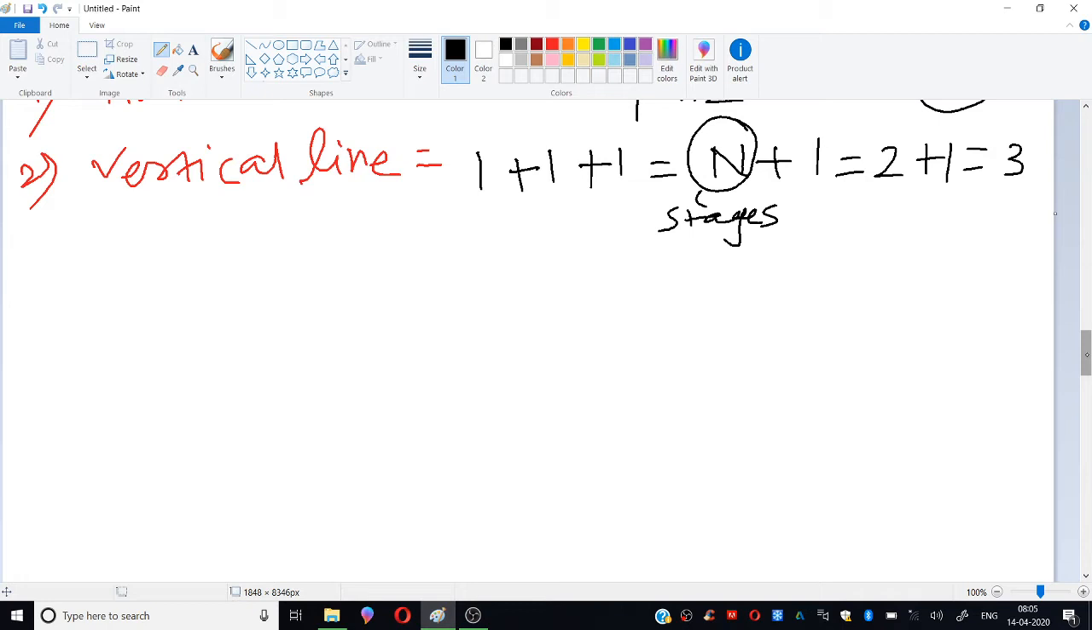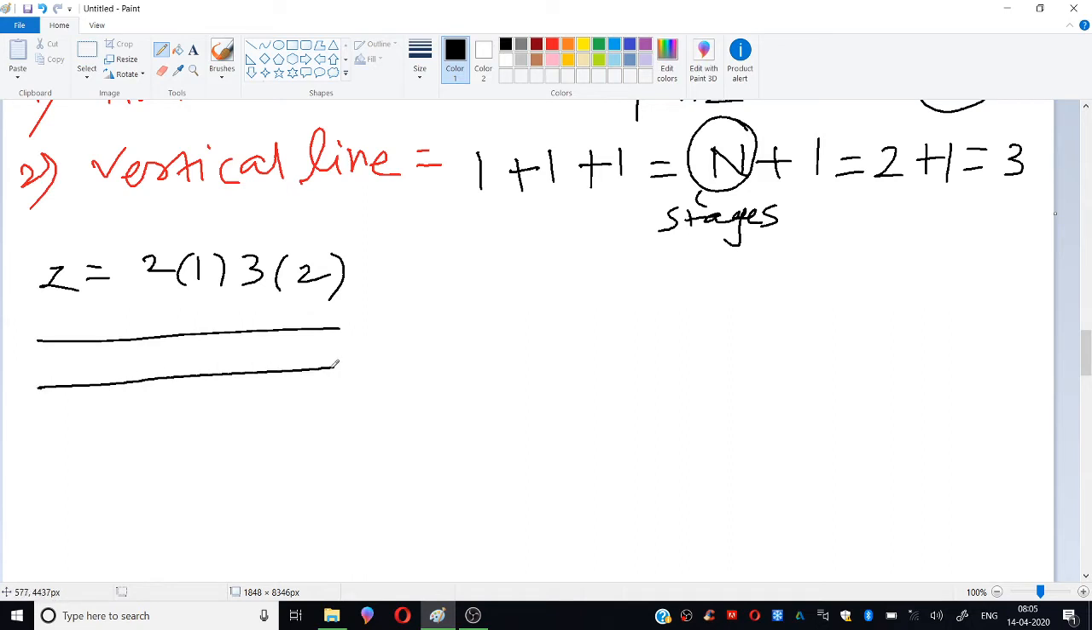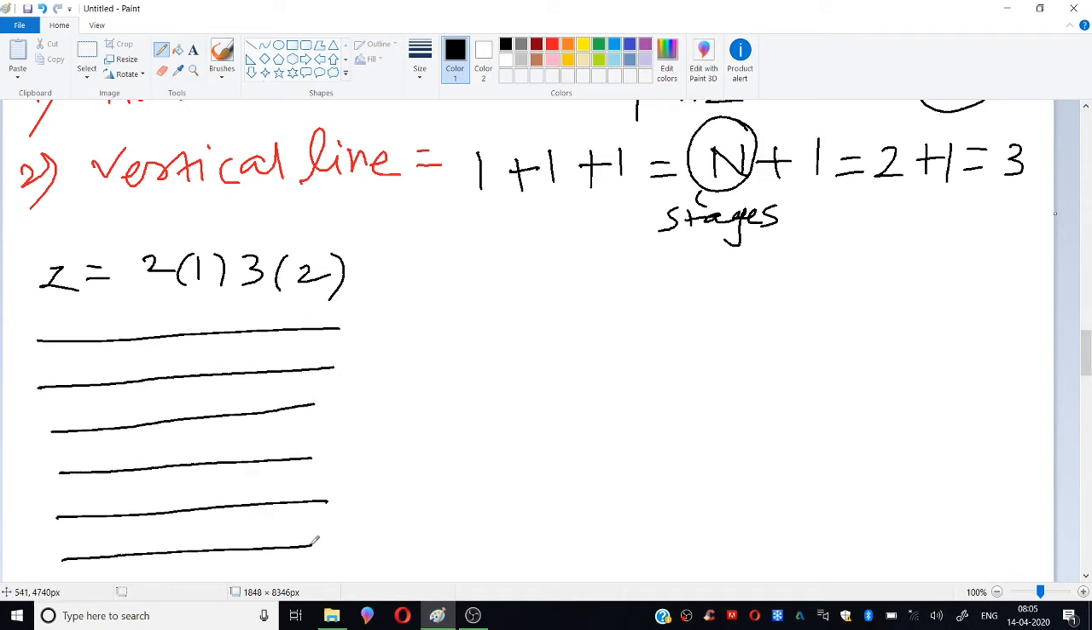Now if we go with the first formula, z is equal to 2 in bracket 1, 3 in bracket 2, we will first draw 6 horizontal lines: 1, 2, 3, 4, 5 and 6. Now 3 vertical lines: this is 1, this is 2 and this is 3. So in total we have drawn 6 horizontal lines and 3 vertical lines.